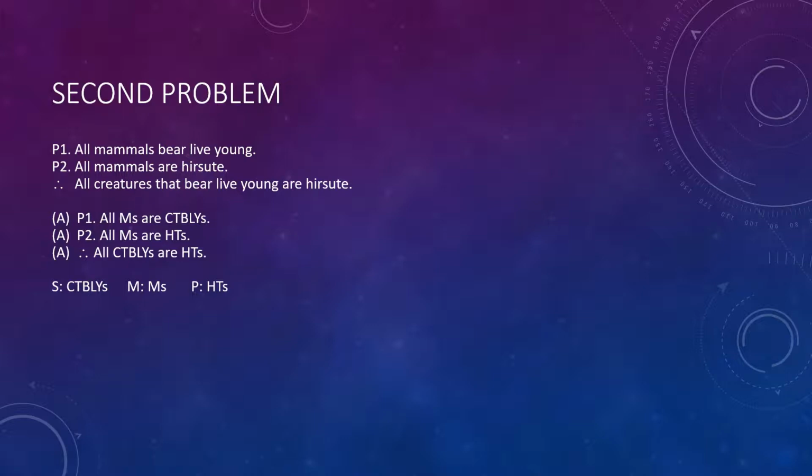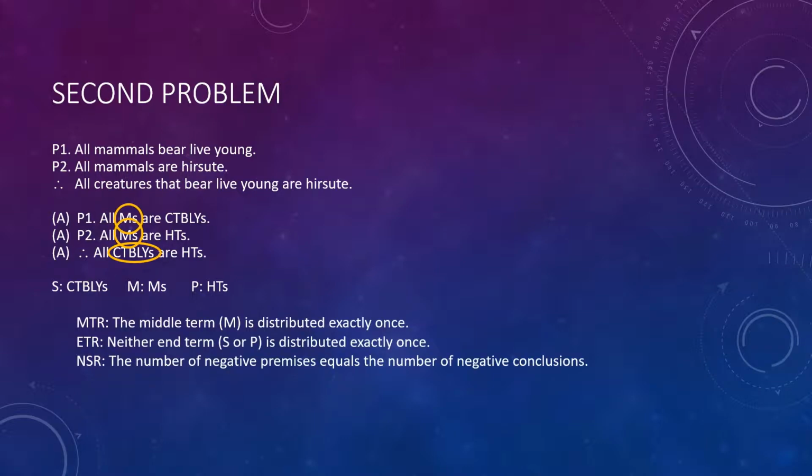Where are our distributed terms, though? All three of these are A sentences, so therefore their subjects are the distributed terms. Now that we have this set up, let's apply our three rules and see how the syllogism does. The middle term rule says that the middle term has to be distributed exactly once. However, mammals is distributed twice, so this actually violates the middle term rule.